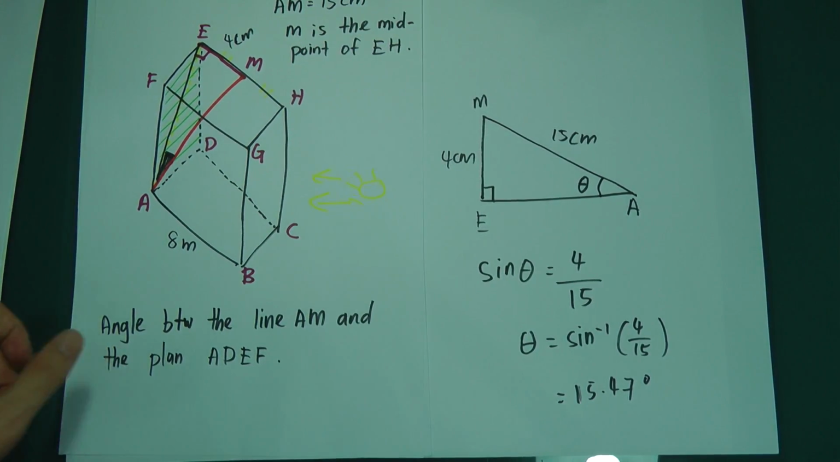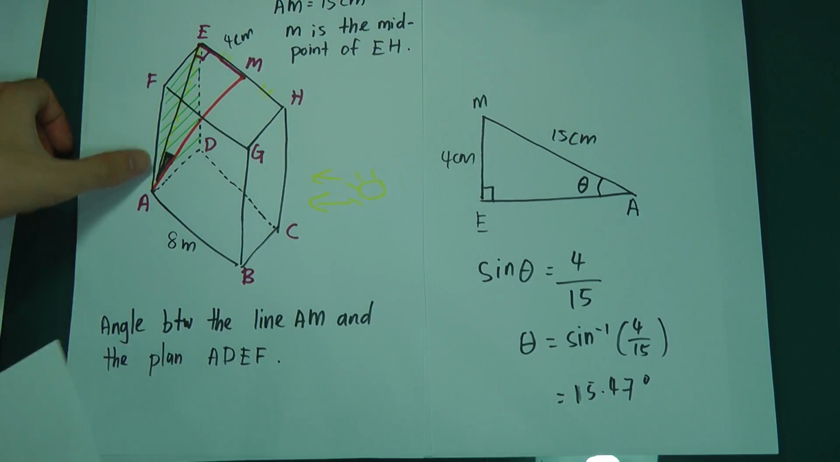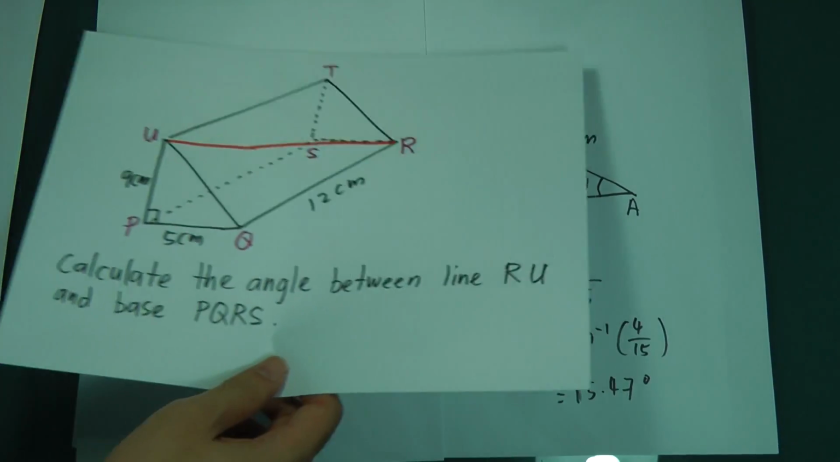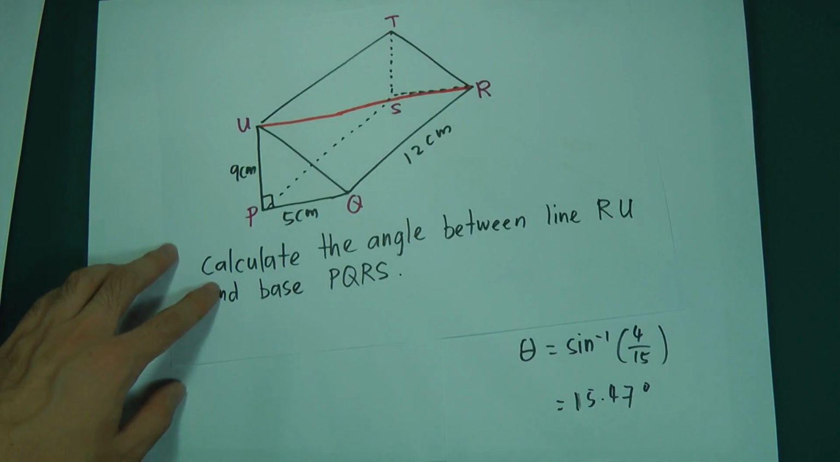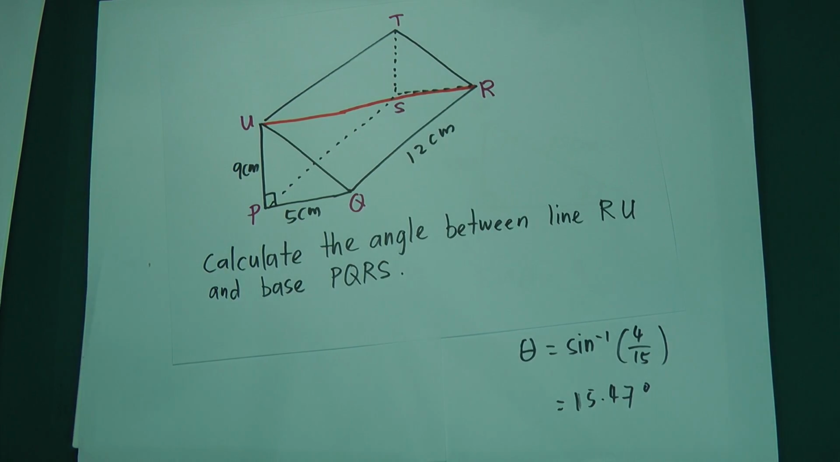In order to make you understand better, I actually take 2 more examples for line and plane, and then we will go for plane and plane. This one is the line and plane. So we go to the second one.